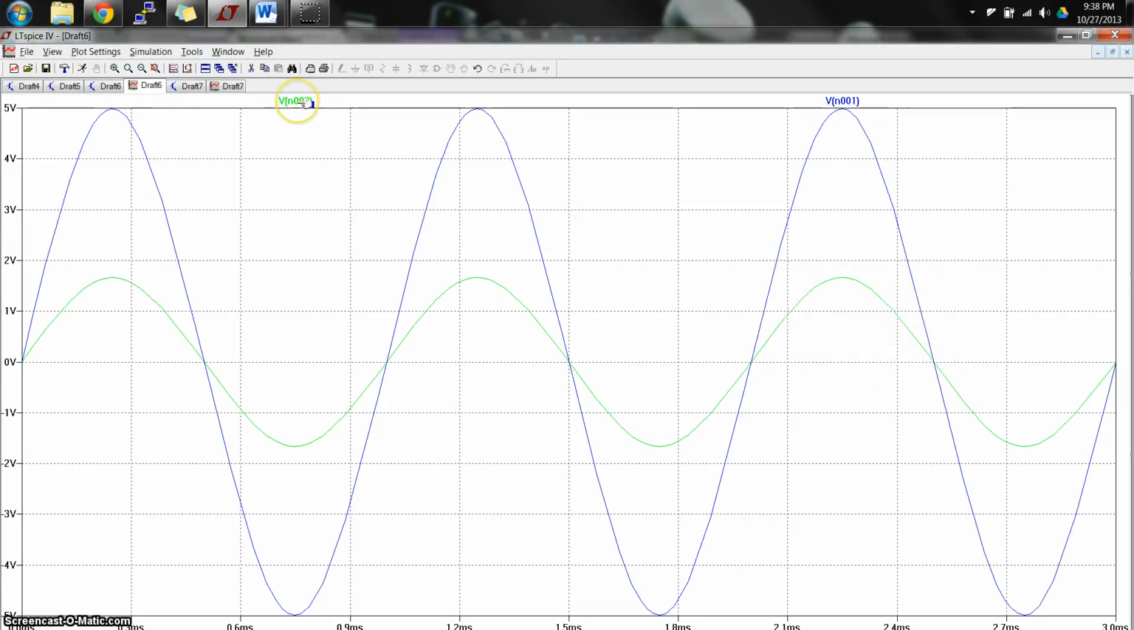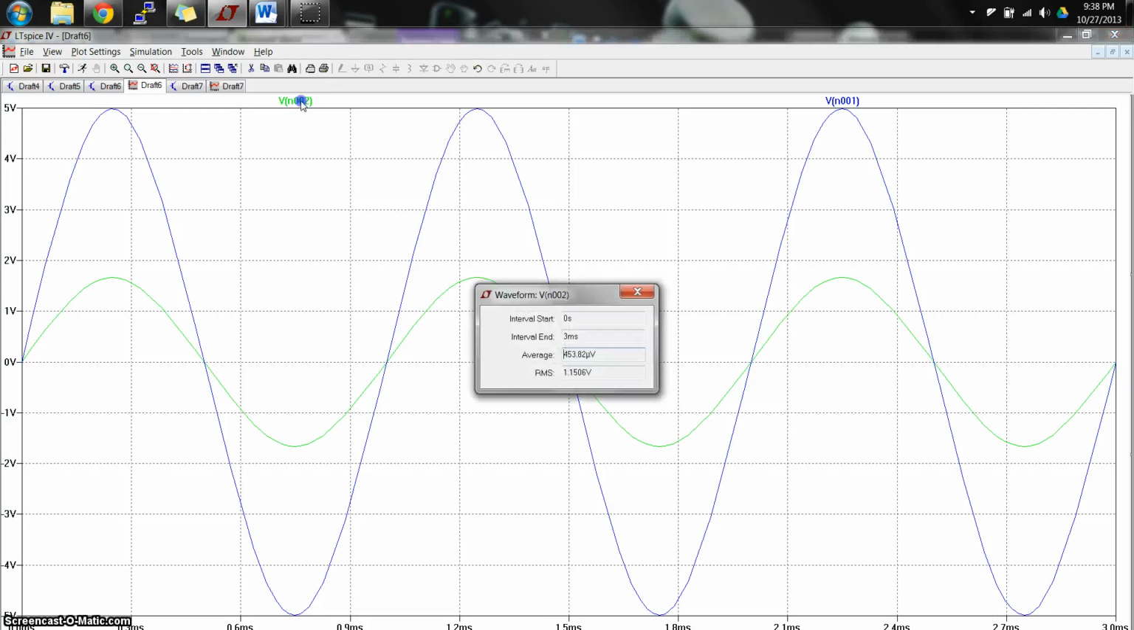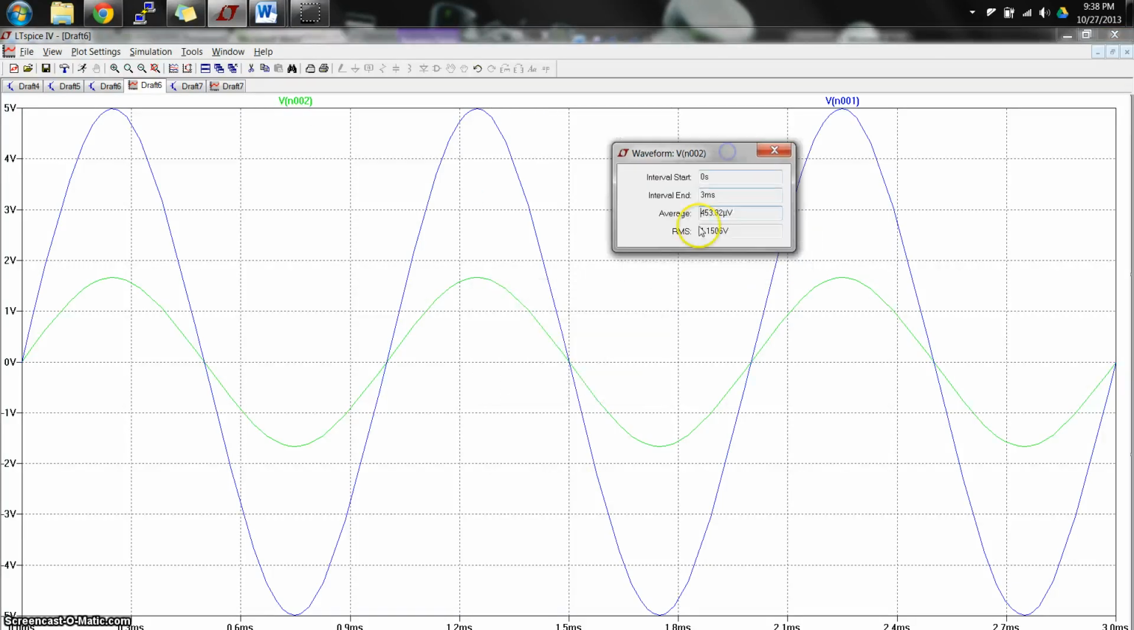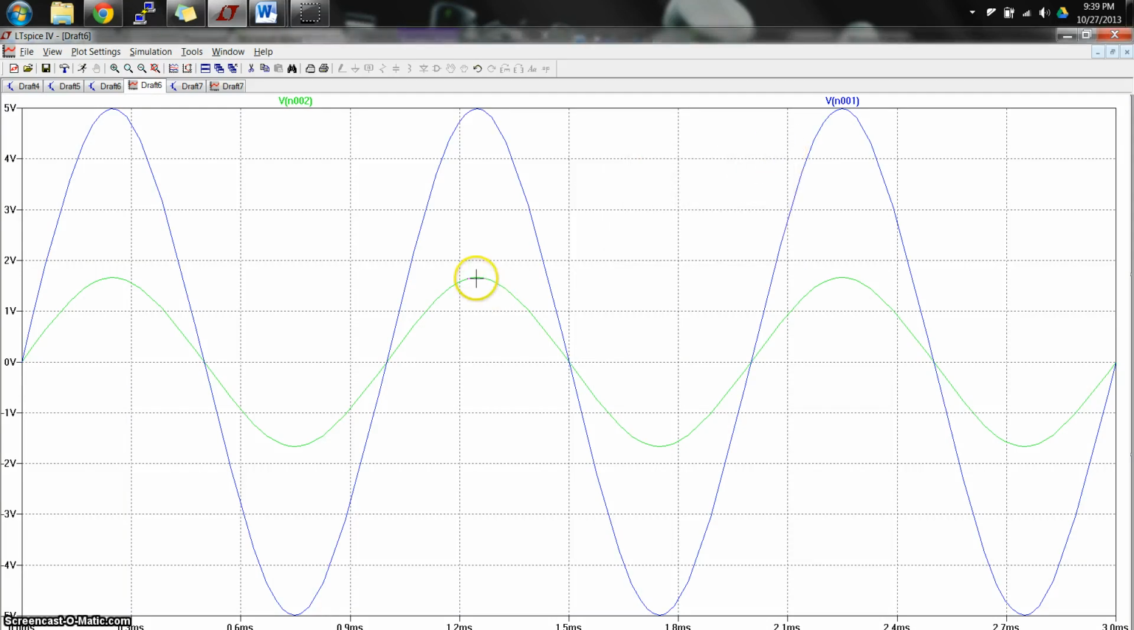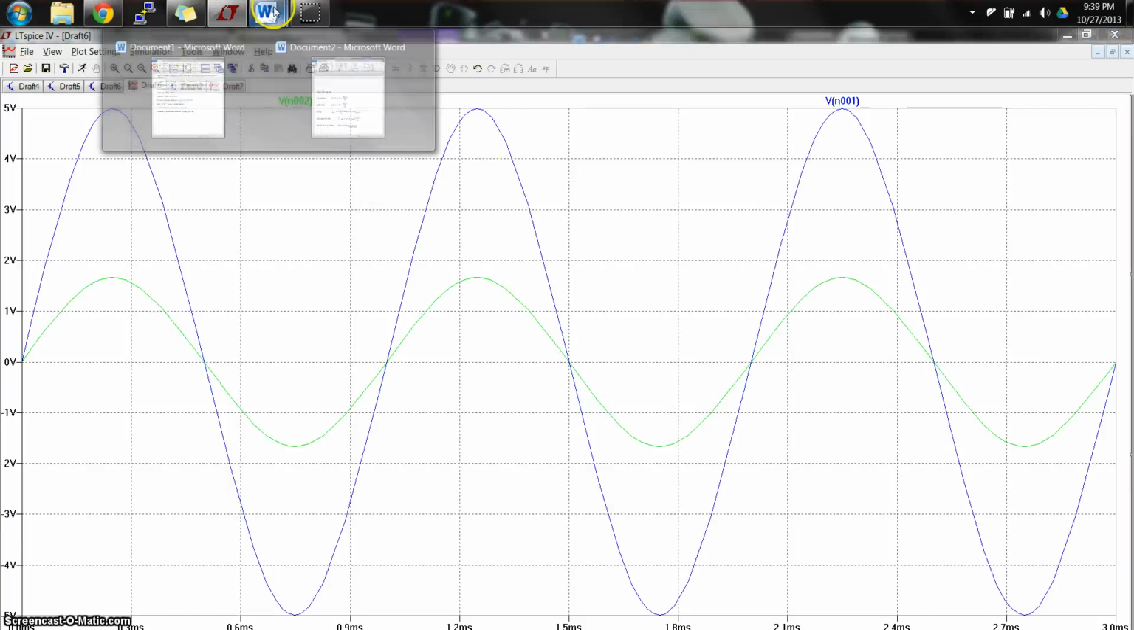Similarly, I can do that here. I hold the control key and click this other voltage, and you can see I get 1.1506 volts. I'm assuming that would be 0.707 of whatever this is, which looks to be about 1.5 volts or so. So that's the RMS voltage. And remember, the RMS is essentially the DC equivalent value of an AC or sinusoidal signal. Let's see, what's next on my list here?